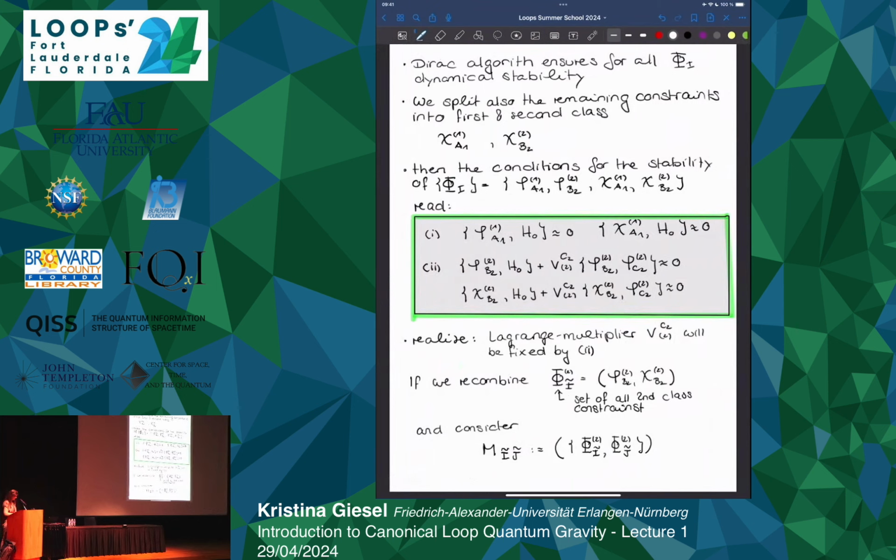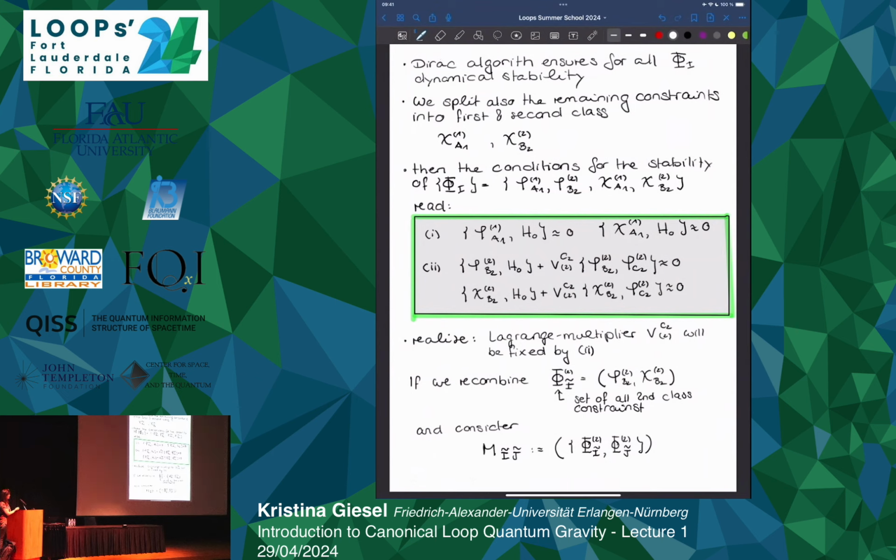So now let's consider their dynamical stability. We know we have to check this for all primary and secondary constraints. And if I have this split now in terms of phi I and chi I and into first and second class constraints, the stability condition that the dynamics of all constraints need to be stable under the evolution of the primary constraints splits into these two parts. So for first class constraints, since they commute with all other constraints, the Lagrange multipliers are absent in the stability condition. For second class constraints, you still see they are involved.